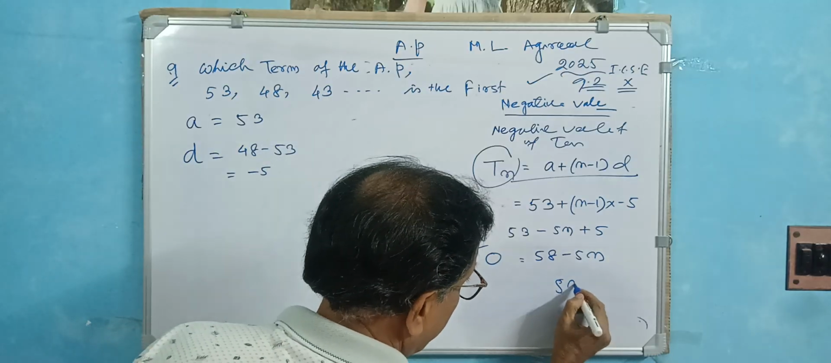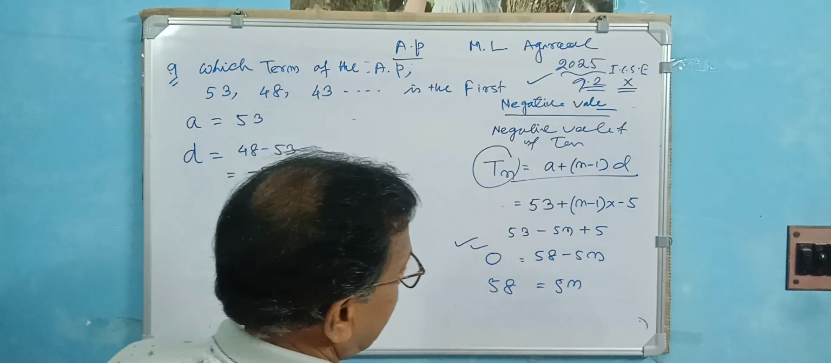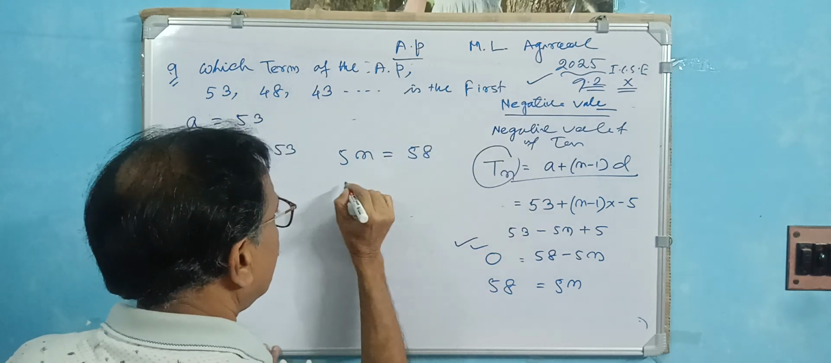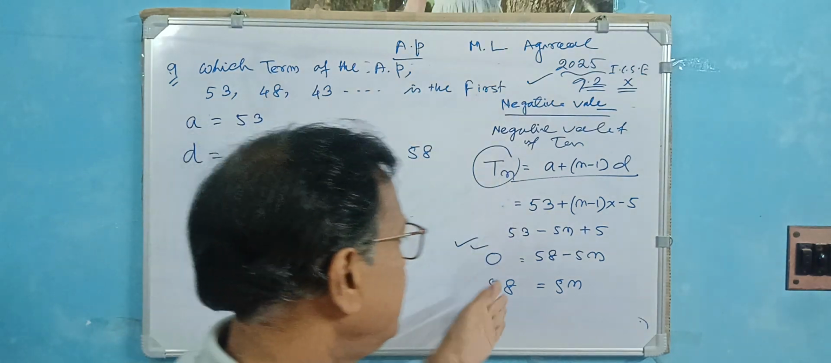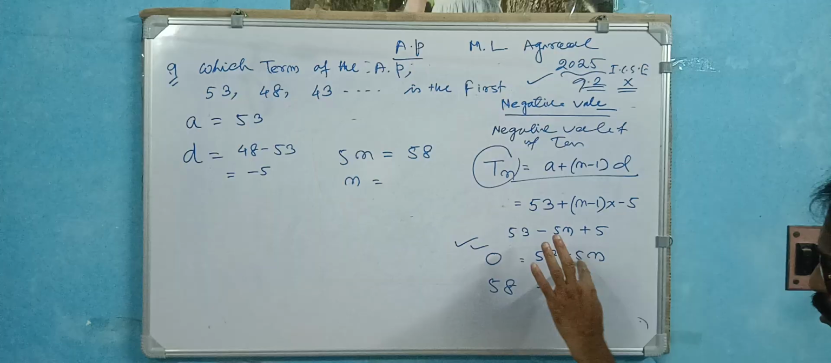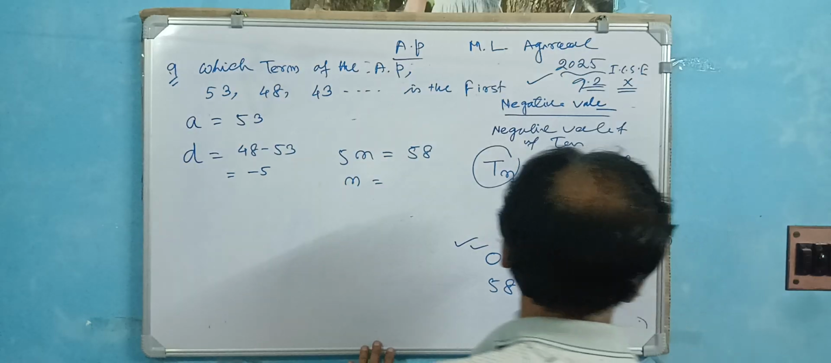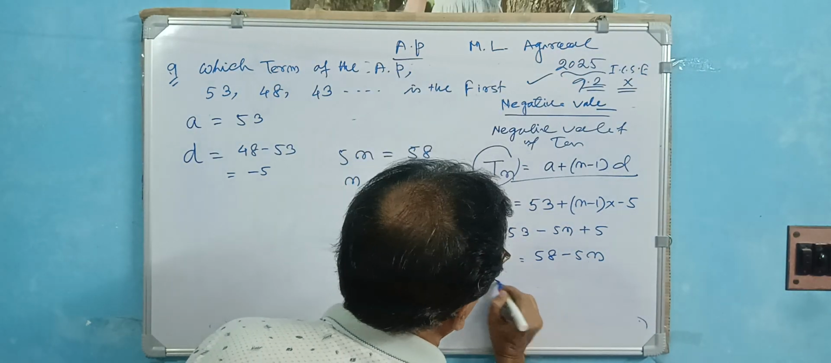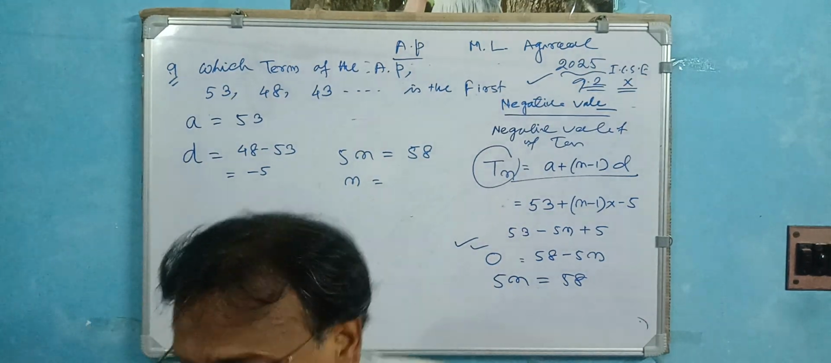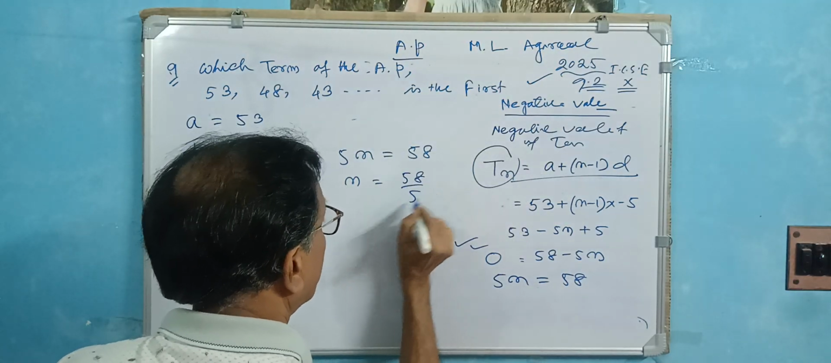Now what is the value of n? 5n equals 58. Let Tn be 0. What is the value of n? So Tn is 0, just shift: 5n is equal to 58. Clear? So now this is 58 by 5.